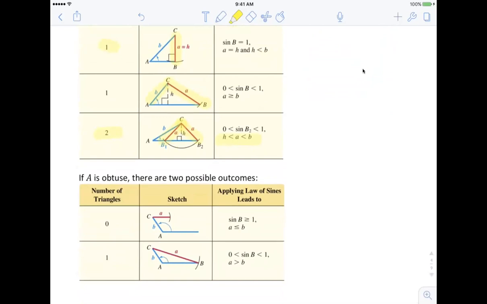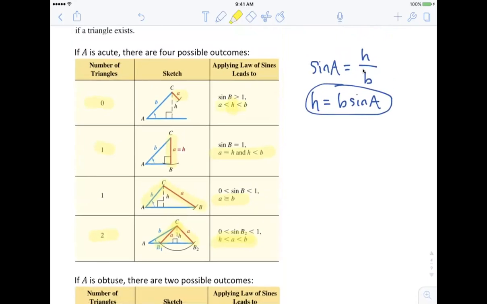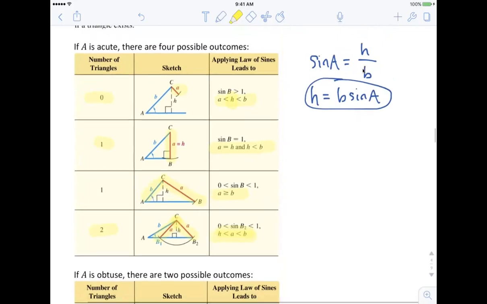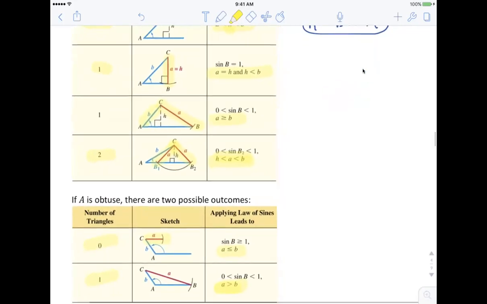Either a is just too small, in which case you have no possible triangle. You just can't draw that triangle with the given information, or it's big enough, which just means it's larger than b, and you have 1 possibility. So notice when I'm looking at these, I'm just focusing on all of those comparisons of sides. They also talk about sine B is this and that. I don't really worry about that when I'm trying to decide which case I have.